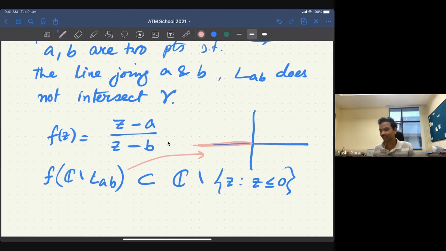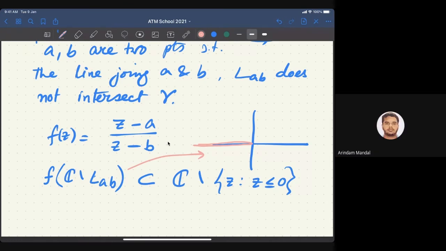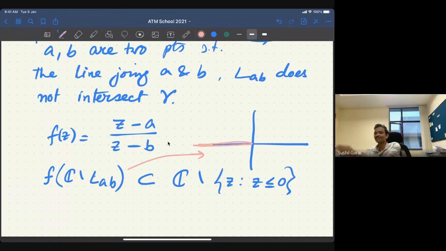Which means, have you seen the branch of logarithm? Yes, sir. Okay. So you have a branch of logarithm for this function.